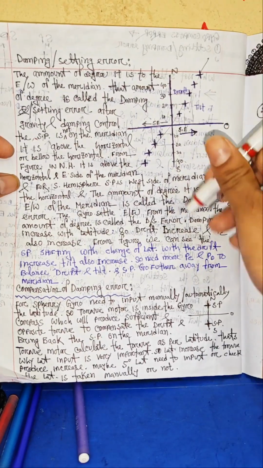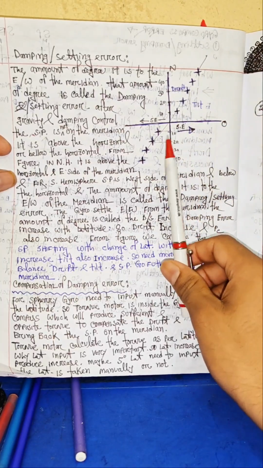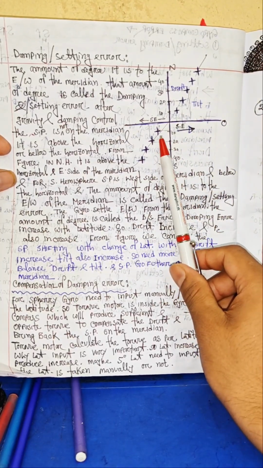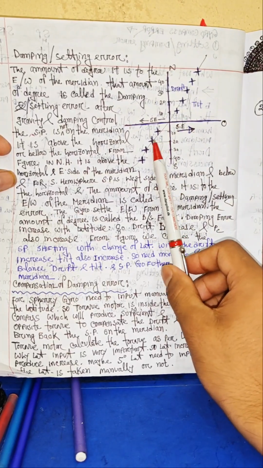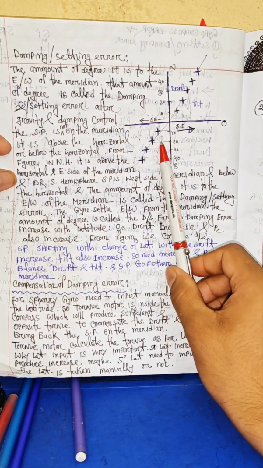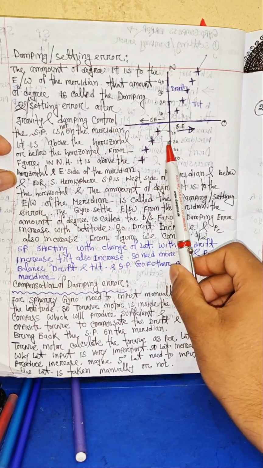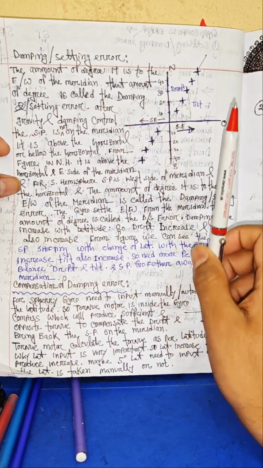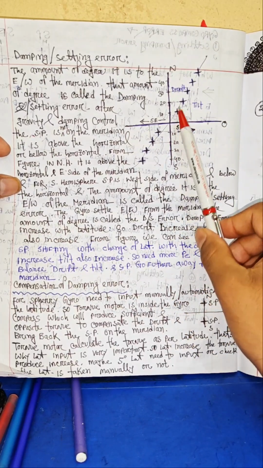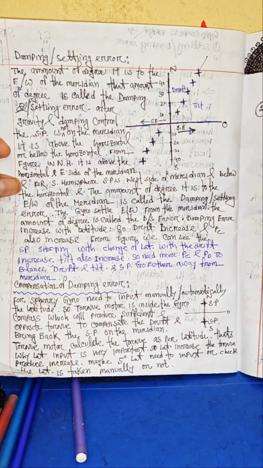Guys, for the southern hemisphere it is also the same: the settling point is west of the meridian and below the horizontal, and this amount of degrees, west of the meridian, is called the settling or damping error, guys. This damping error increases with the latitude. So the drift increases, PC also increases, correct?